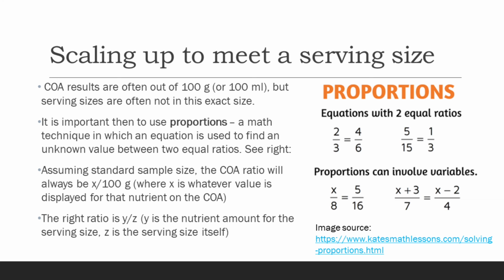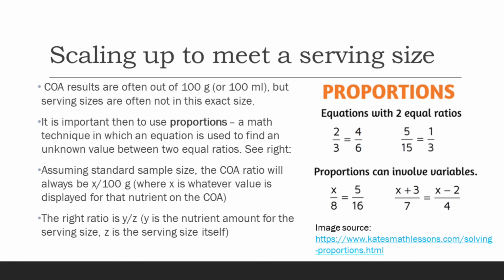Now, COAs often are reported in terms of 100 grams or 100 mils. For laboratory convenience, it just makes the most sense to use that as a reference size. But it's rather rare for the serving size to actually be 100 grams or 100 mils. And so you have to make a conversion. The easiest way to make that conversion is through a technique in math called proportions.